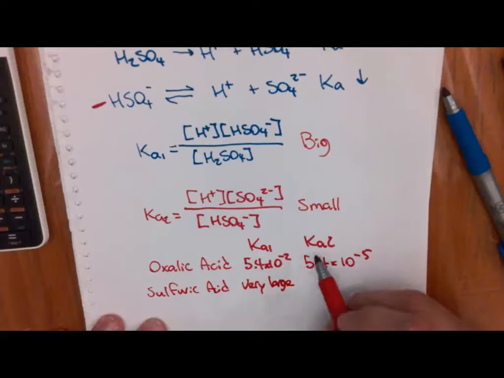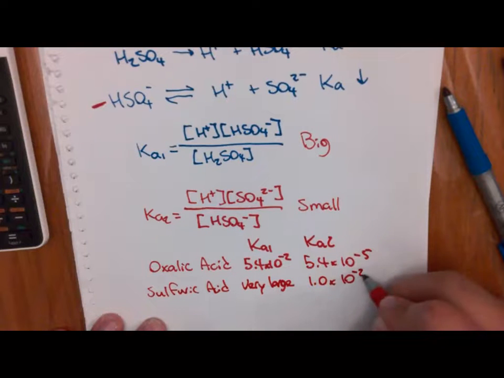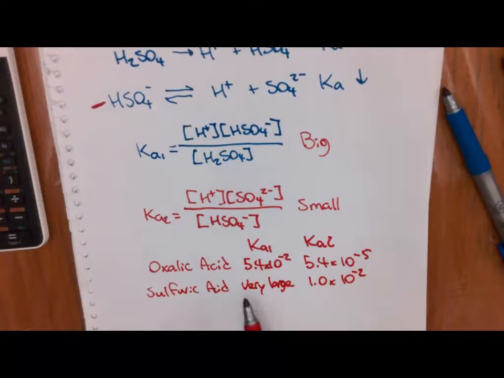And the Ka2 for that is 1.0 times 10 to the negative 2. So we're seeing that there's quite a common trend with your Ka1 being significantly larger than our Ka2. And we're able to use this, especially when we're calculating pH or things like that.